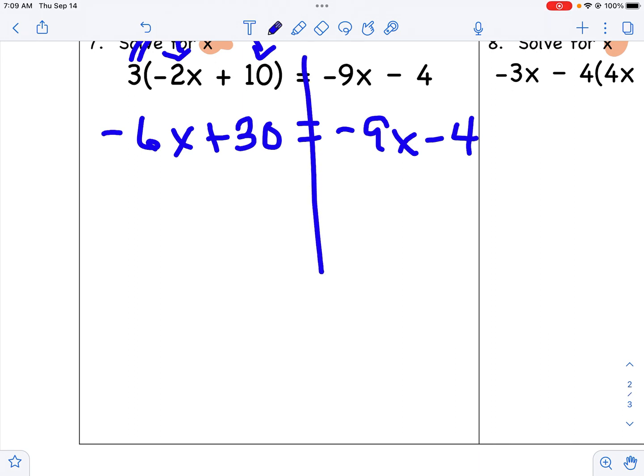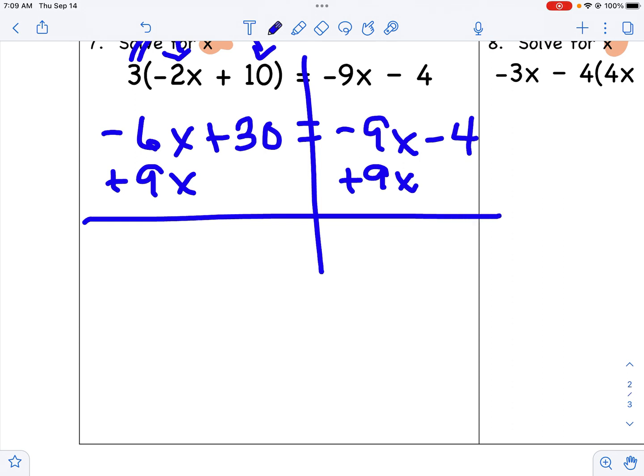My next question would be, are there any combining like terms? Clearly there is not on the same side because I have one x and one without an x. So I move on to my next question, which is, are there variables on both sides? The answer is yes. So now I'm going to try to move them all to the same side. I'm going to choose to add 9x's to both sides. And notice I line them up directly under the x's.